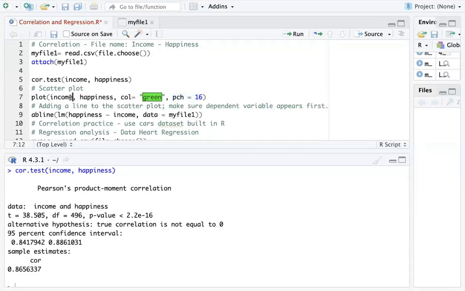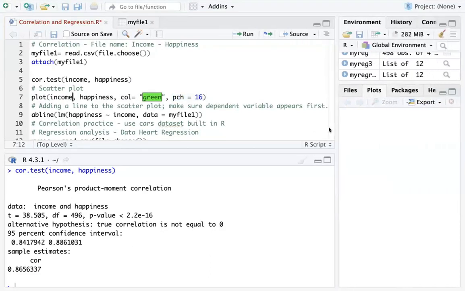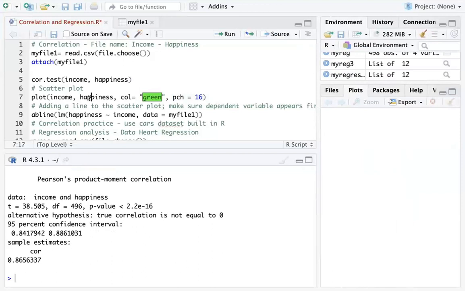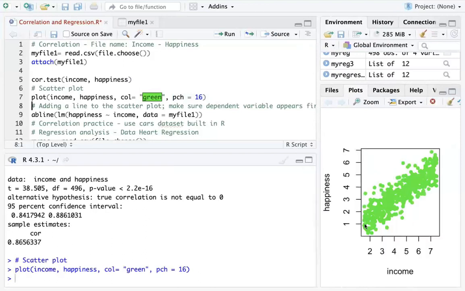So let's say if I run this one, and let me expand this one here. If I run this command, it gives us this one. As we can see here, there appears to be a very strong correlation between income and happiness. Now, we have to add many things here. For instance, we have to add a title, and for that I will use main is equal to. But this is the minimum command to make a scatter plot.